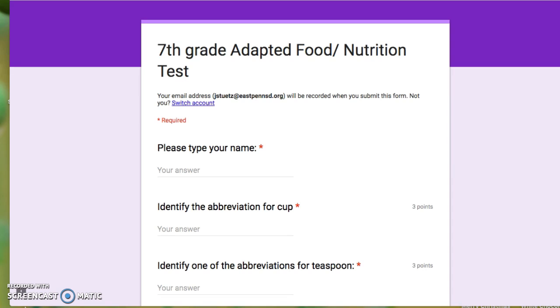List and briefly explain the third step to preventing food poisoning or foodborne illness. This starts with the letter C. List and briefly explain the last step to preventing food poisoning or foodborne illness. This starts with the letter C.